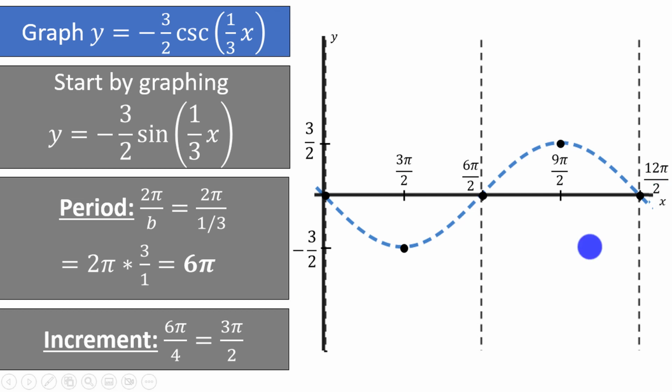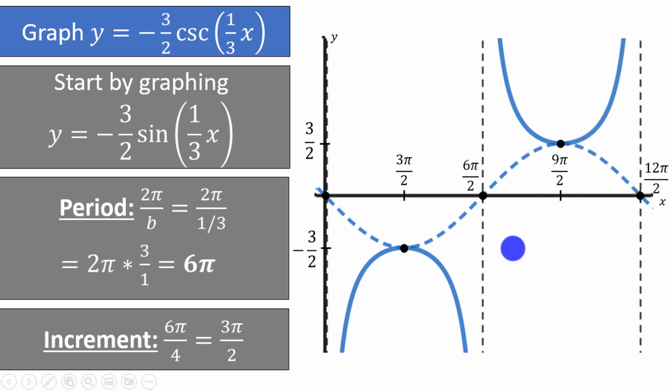Then we know that any of the maximums or minimums on the sine function will be a shared point on cosecant. So at 3 pi over 2, negative 3 halves, and 9 pi over 2, 3 halves. This should be enough information to draw your function. Here is what the graph of y equals negative 3 halves cosecant of 1/3 x looks like. Again, note that the graph is only the solid line, not the dotted line. The dotted line represents y equals negative 3 halves sine of 1/3 x, which we only graph for convenience.